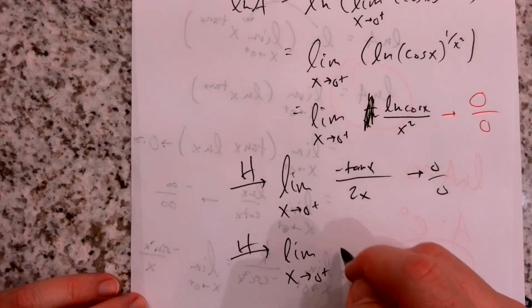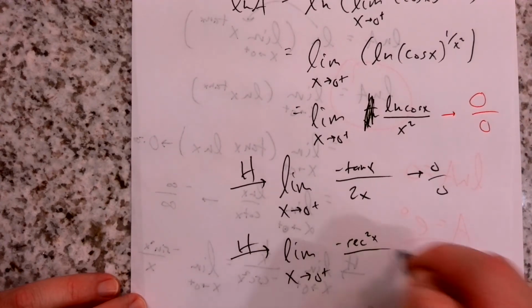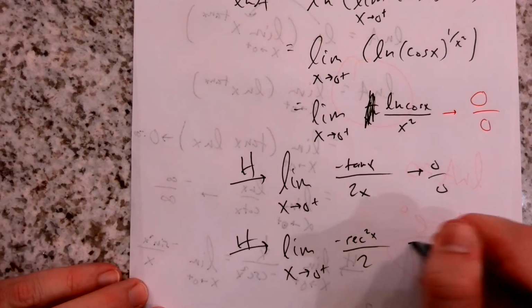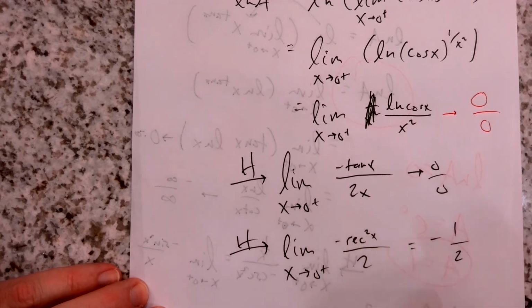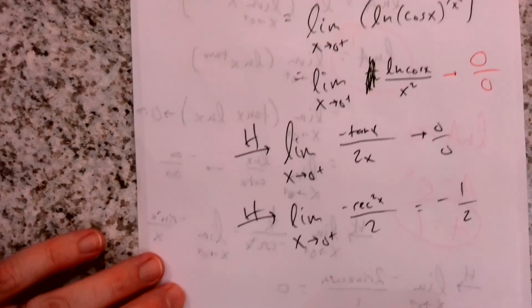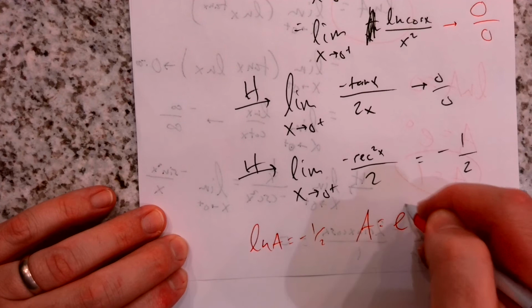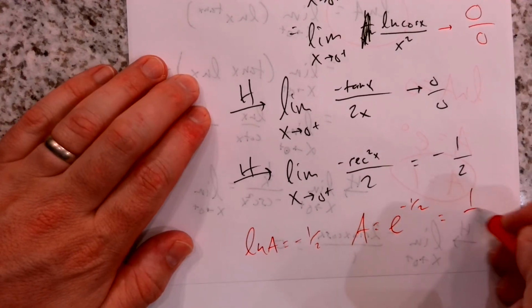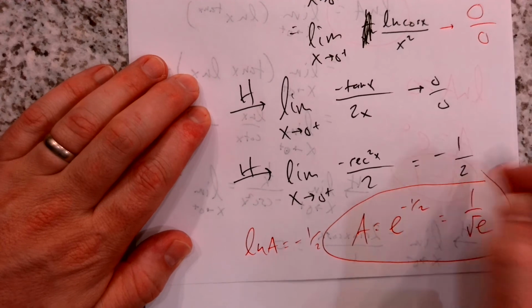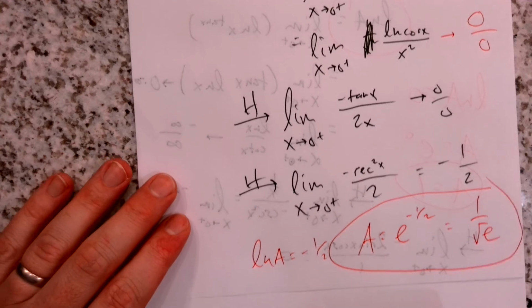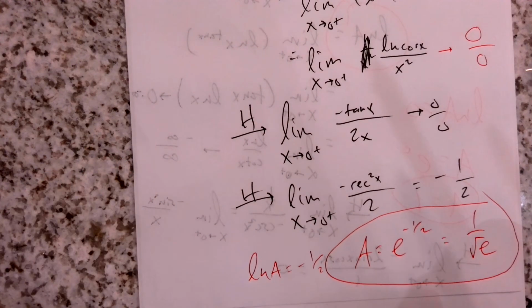Negative tan x differentiates to negative secant squared x. 2x differentiates to 2. When you plug 0 into this, it gives you negative 1 over 2. Which means log a is negative half, which means a is e to the negative half, which is 1 over the square root of e. Both those forms are just fine for an answer, but there you have it. And so it's kind of strange, because this means that in this case, 1 to the infinite power gave you 1 over root e, which I think is definitely a surprise result.